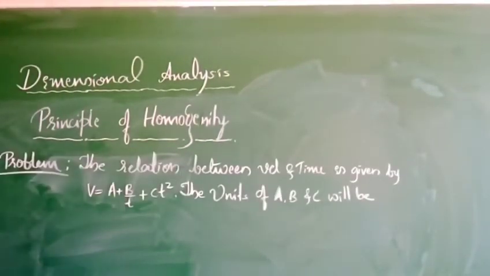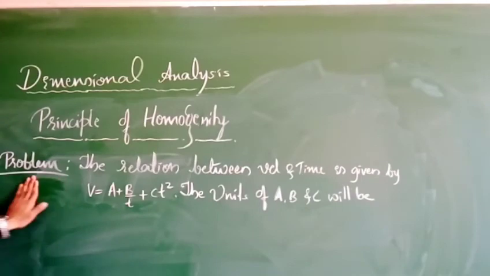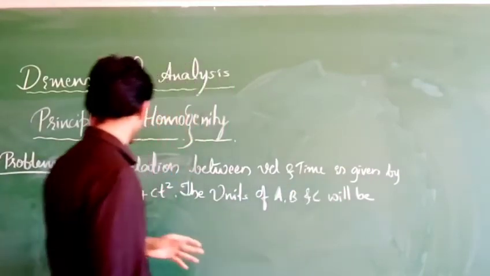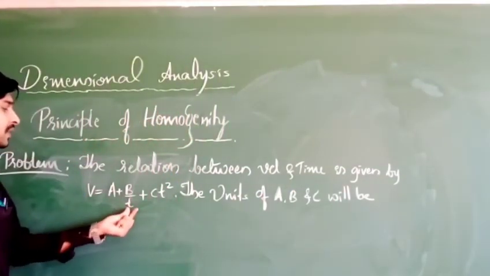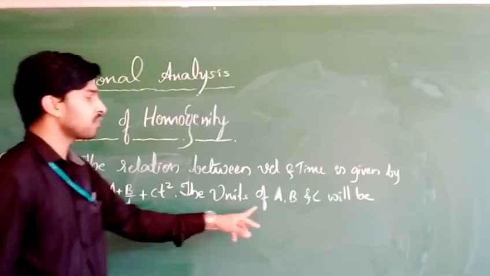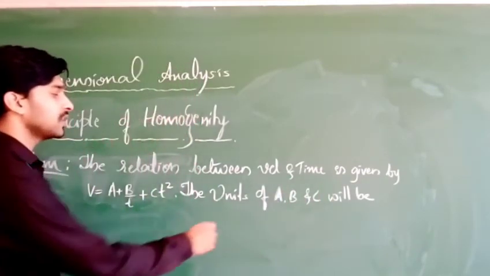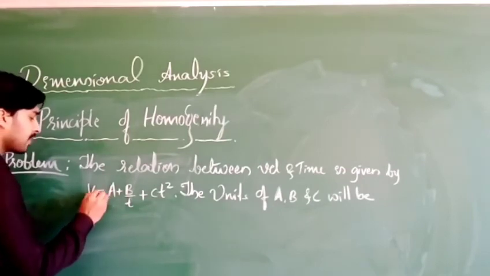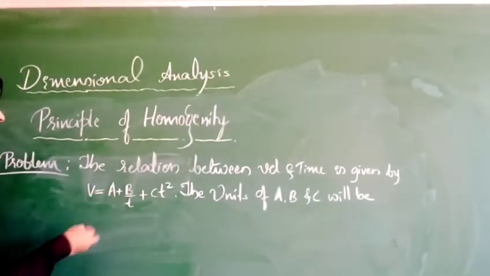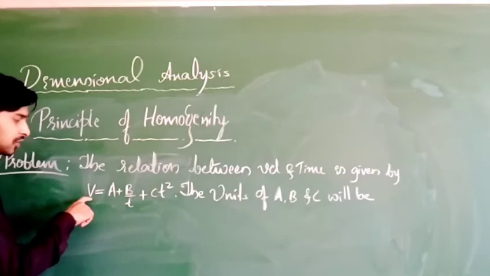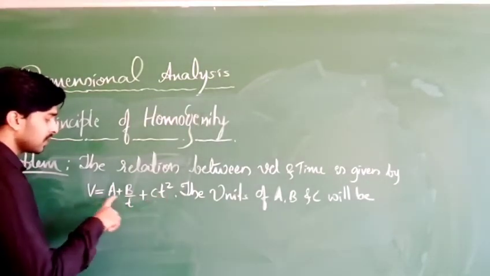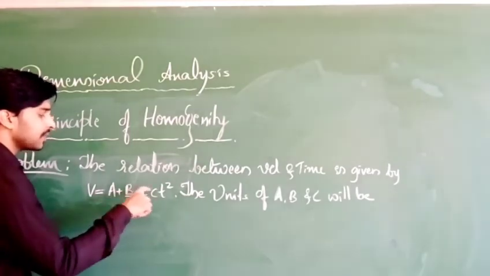Now come to this problem. Here in the problem they have given that the relation between velocity and time is given by v is equal to a plus b by t plus ct square. They are asking for the units of a, b and c, which we find just by applying the principle of homogeneity. This v is velocity, t is time, and t square is time square.